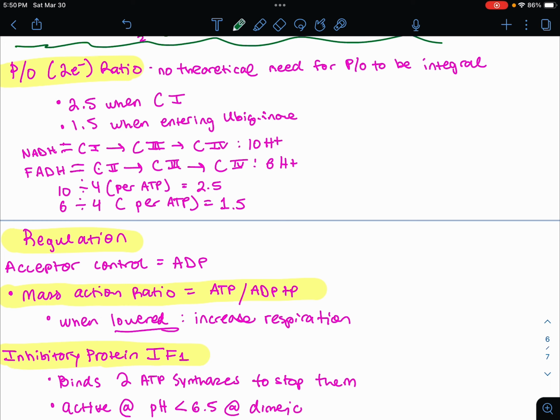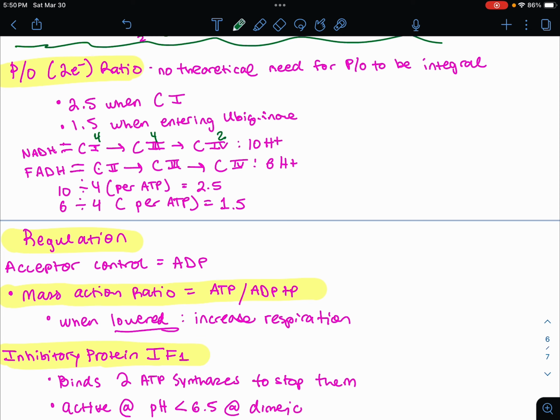So, 2.5 ATP, remember that's with NADH, right? 2.5 is when you're entering complex 1. However, 1.5 ATP from FADH2, that's when you're entering ubiquinone instead. So, the path for NADH is complex 1 to complex 3 to complex 4. Remember, complex 1 pumps out 4 hydrogens. Complex 3 pumps out another 4 hydrogens. Complex 4 only pumps out 2 hydrogens. So if we do 4 plus 4 plus 2, we get to 10 hydrogens.